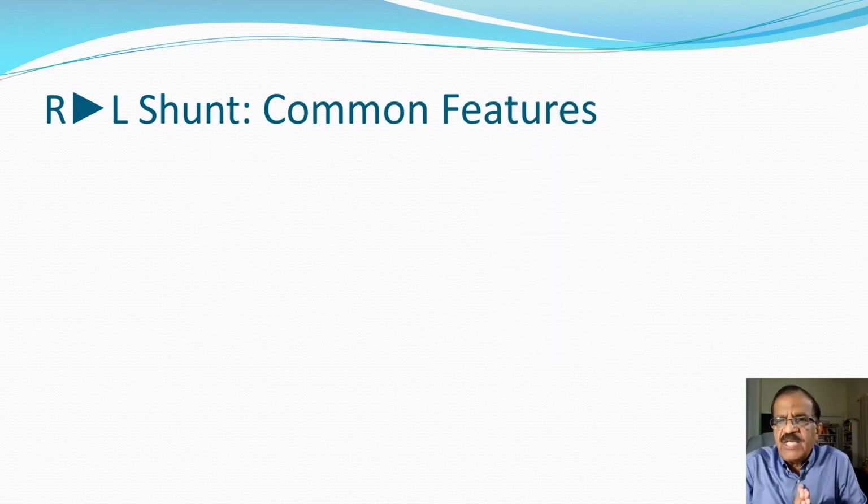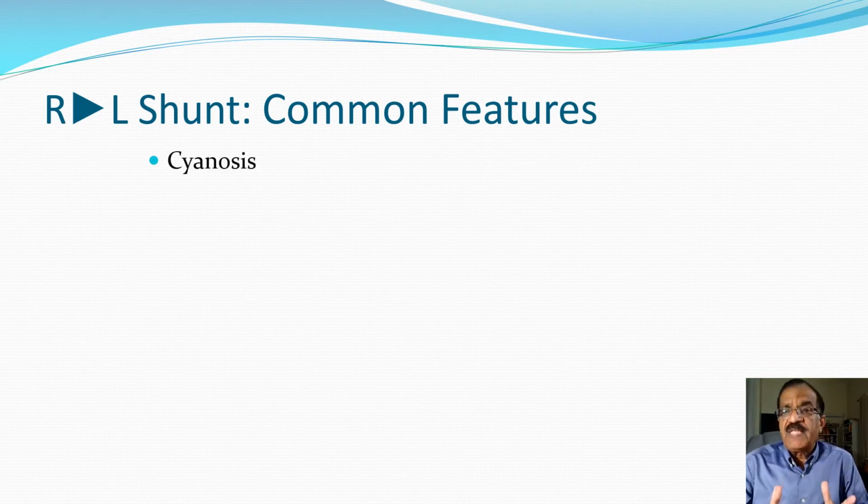Some common features, like I discussed in left to right shunt. I think equally important is this right to left shunt. Whatever the defect may be in all 4 or 5 listed, the features would be the same. There would be cyanosis. That is why they're called cyanotic heart diseases. There is cyanosis because right-sided blood, which is poorly oxygenated, which is actually cyanotic blood, is forced to go to the left, bypassing the lungs. So it goes to the left and then onward to the systemic circulation. So that is why these children have cyanosis.